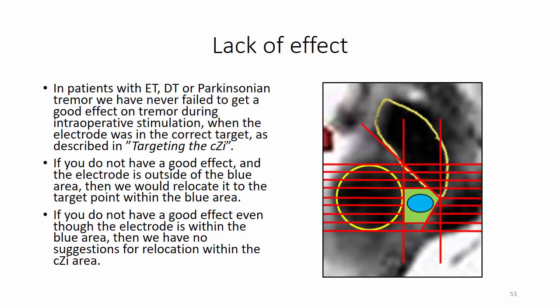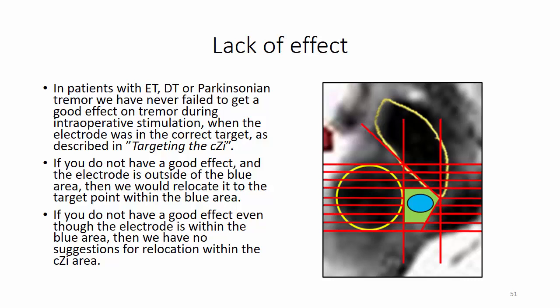So, what do we do if we do not see a tremor reduction when stimulating? Well, to be honest, in patients with essential tremor, dystonic tremor, or Parkinsonian tremor, we have never failed to get a good effect on tremor during intraoperative stimulation when the electrode was in the correct target.